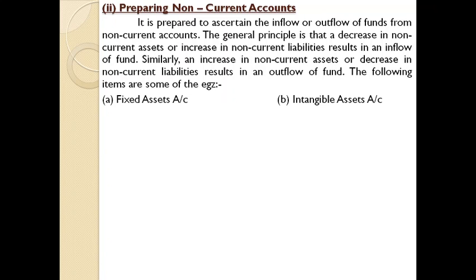Next item, intangible assets account. We all know what is meant by intangible assets. Intangible assets mean goodwill, patent, trademark, copyright. And remember, any decrease in this account during the current year should be treated as the amount written off and not as sale. Whenever there is a decrease in the value of an asset, we usually consider it as sale. But in case of intangible assets, a decrease is not considered as a sale of the asset. Instead, it is considered as a write-off of that intangible asset. Remember that.